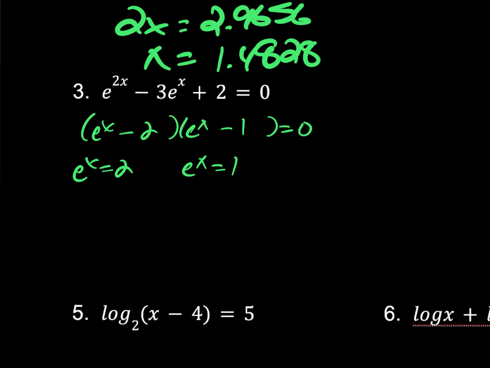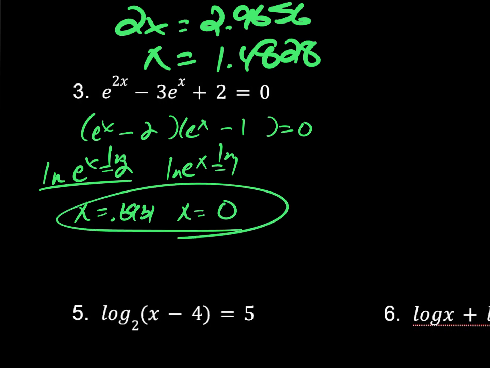So I'm going to do natural log each side. If I do natural log over here, obviously I just get x. Same thing over here, natural log over here, I just get x. So my answer on this first one is just whatever the natural log of 2 is. So natural log 2, getting 0.6931. Over here, natural log 1, don't have to punch that in, that's 0. Those are my 2 answers for number 3.